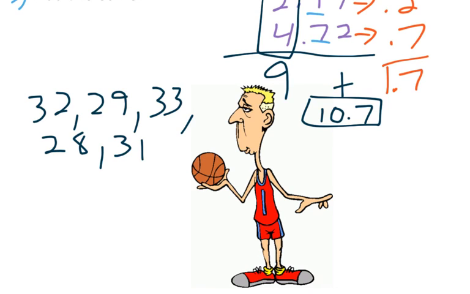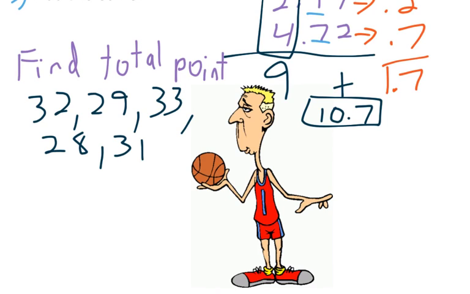So, what's a good way that we could find the total? So, find the total points. Well, what do you notice when you look at these points? Hopefully you notice they're all really close together. What number are they close to? 30. So basically we have 5 groups of 30. And what does groups of mean? Multiply. So 5 groups of 30 means 5 times 30.